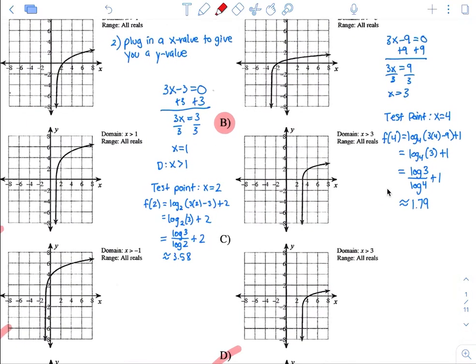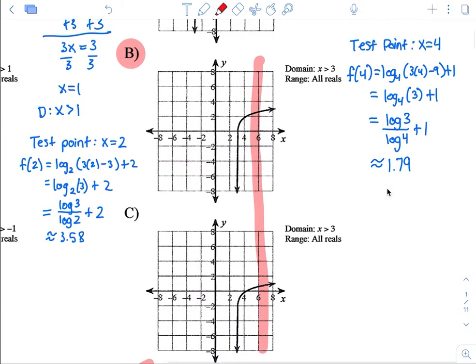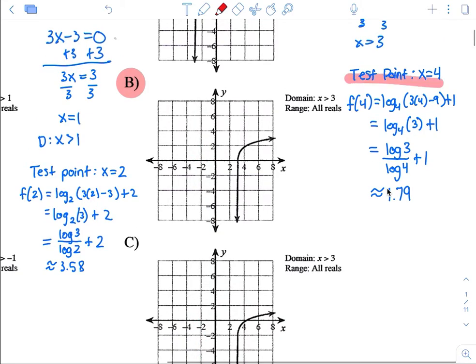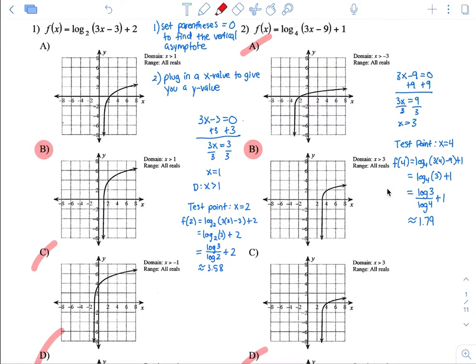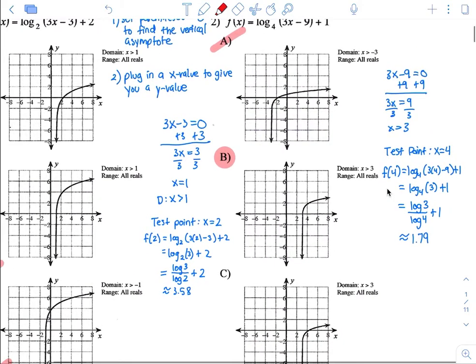Again, you don't have to do that one. You could have done this test point, but you can't do a test point over here because the graphs don't even cross there, right? So I'm doing my test point at x is equal to 4, which means I plug in 4 into the original equation to find my y value. So f of 4 is equal to log base 4 of 3 times 4 minus 9 plus 1. I'm just plugging in 4 into the equation, you guys. 3 times 4 is 12. 12 minus 9 is 3, which is how I got 3 there.